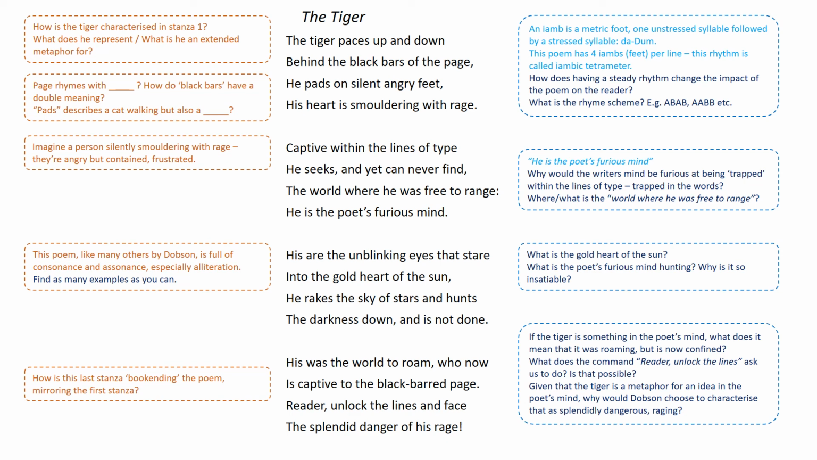So given that the tiger is a metaphor for an idea in the poet's mind, why would Dobson choose to characterize the tiger as splendidly dangerous and raging?